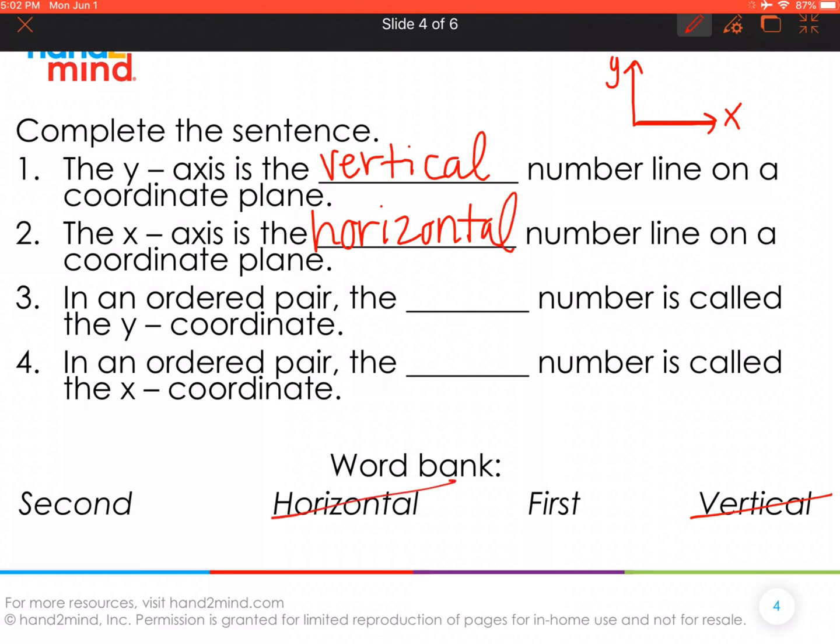In an ordered pair, the blank number is called the y-coordinate. So if you remember, when we have our ordered pairs, it is always x, comma, y. So our y-coordinate is located or comes second. And in an ordered pair, the blank number is called the x-coordinate. And if you notice, our x-coordinate always comes first.